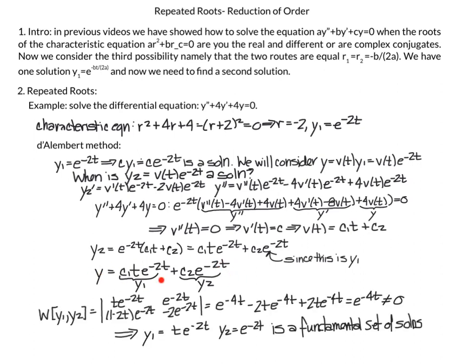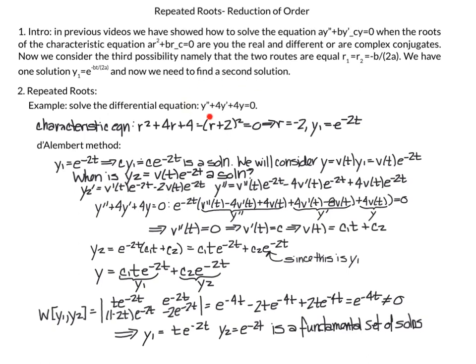And to verify that this is indeed a general solution, I take the Wronskian. So I have my y1, e to the minus 2t, y2, t e to the minus 2t. This is my y1 prime, this is my y2 prime, and I get e to the minus 4t, which is not equal to 0 for any value, which means that y1, e to the minus 2t, and y2, t e to the minus 2t, is a fundamental set of solutions.